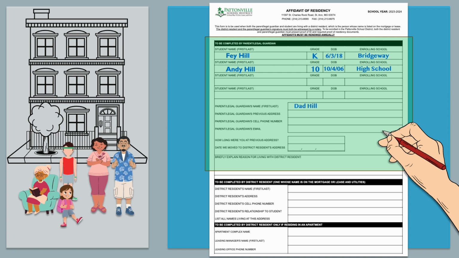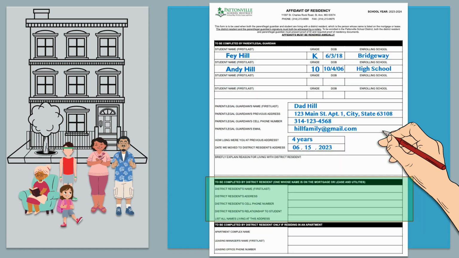Parent or legal guardian first and last name, parent or legal guardian previous address prior to coming to Pattonville School District with Grandma Stella, parent or legal guardian phone number, parent or legal guardian email address, the amount of time that the Hill family lived at their previous address before moving in with the district resident, Grandma Stella. Write in the date that the Hill family moved in with Grandma. And here we will add a brief explanation as to why the Hill family is now living with Grandma Stella.